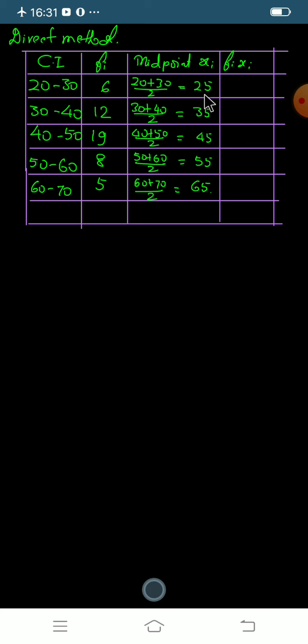Now what we have to find out? We have to find out Fi xi, means the frequency column and the midpoint column should be multiplied. 6 into 25, that is how much? 150. 5 sixes are 30, so 150. Now 35 into 12. 35 into 10, how much? 350. 350 and then 70. 70, how much? 420.